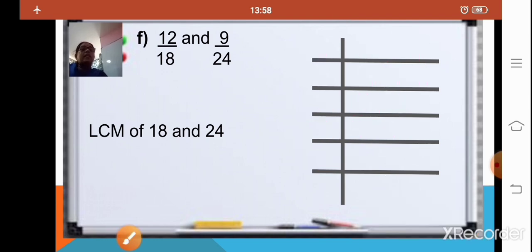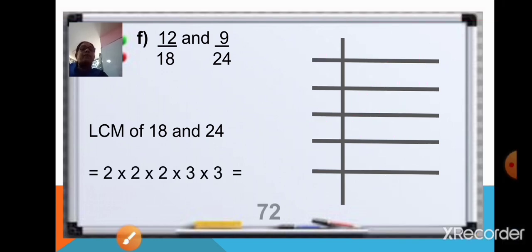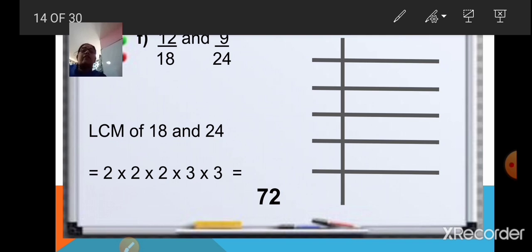So what is your LCM? Your LCM is 72. Now what you have to do? Make both the fractions same. That is like fractions where your denominators should be 72.